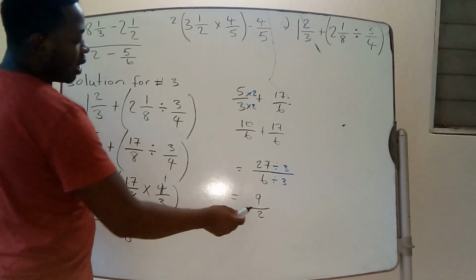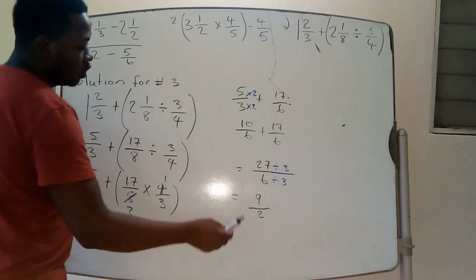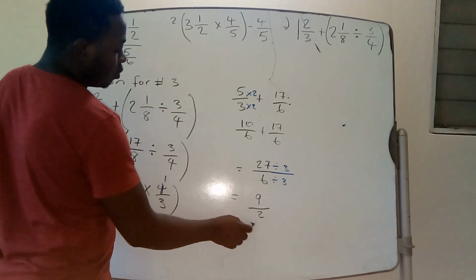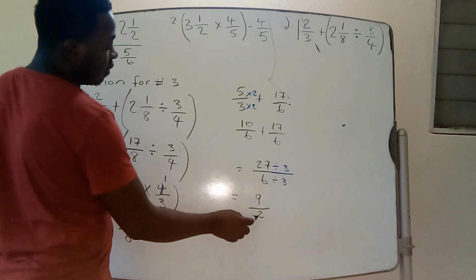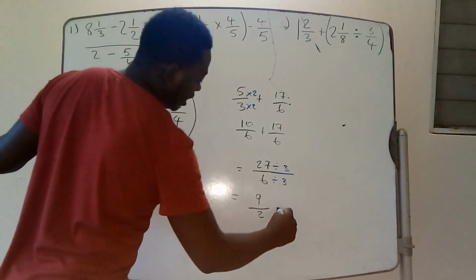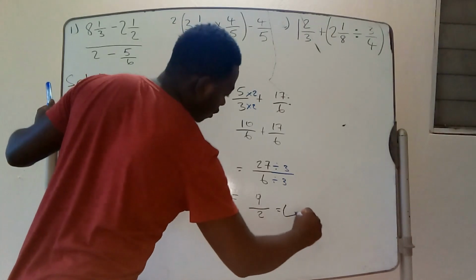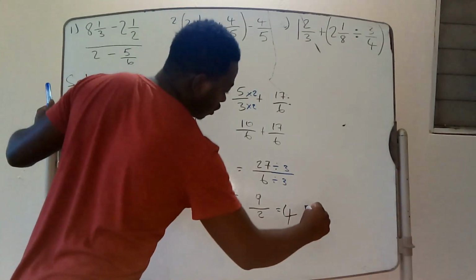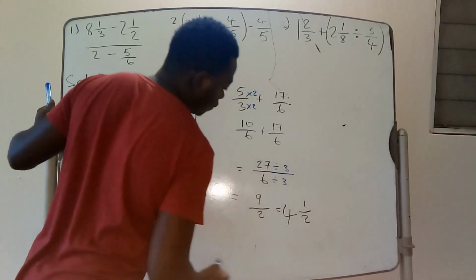Sometimes you are asked to write your answer as a mixed number. So if you are asked to write your answer as a mixed number, you ask yourself, how many groups of 2 can you get out of 9? And that's going to be 4. How many is left? That's going to be 1 over 2.